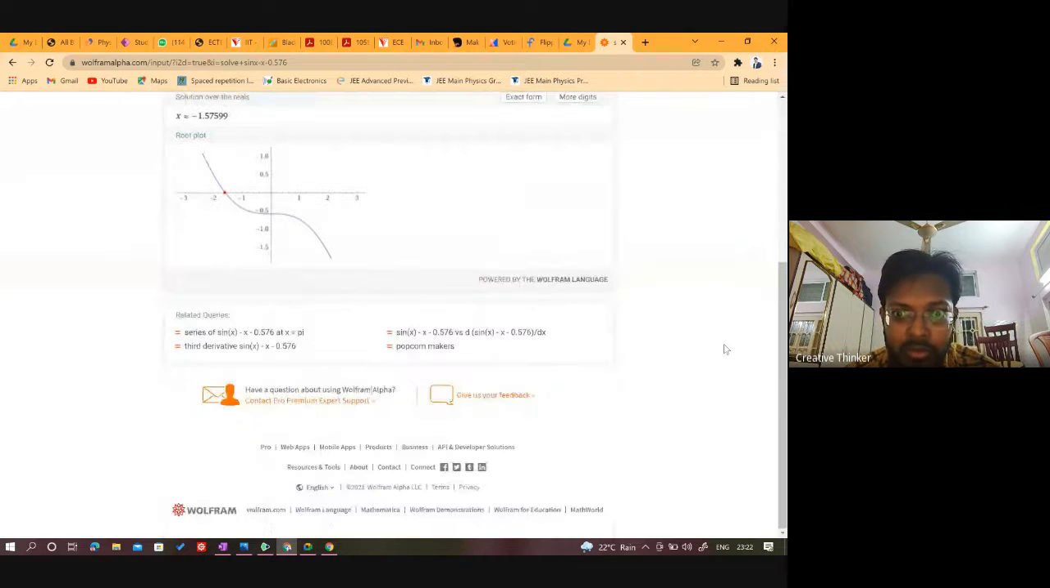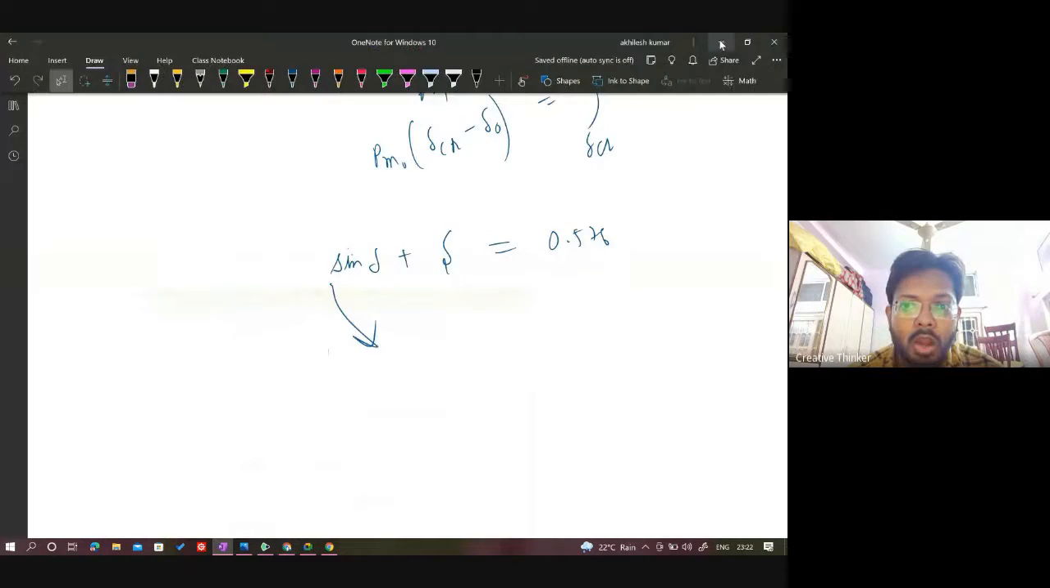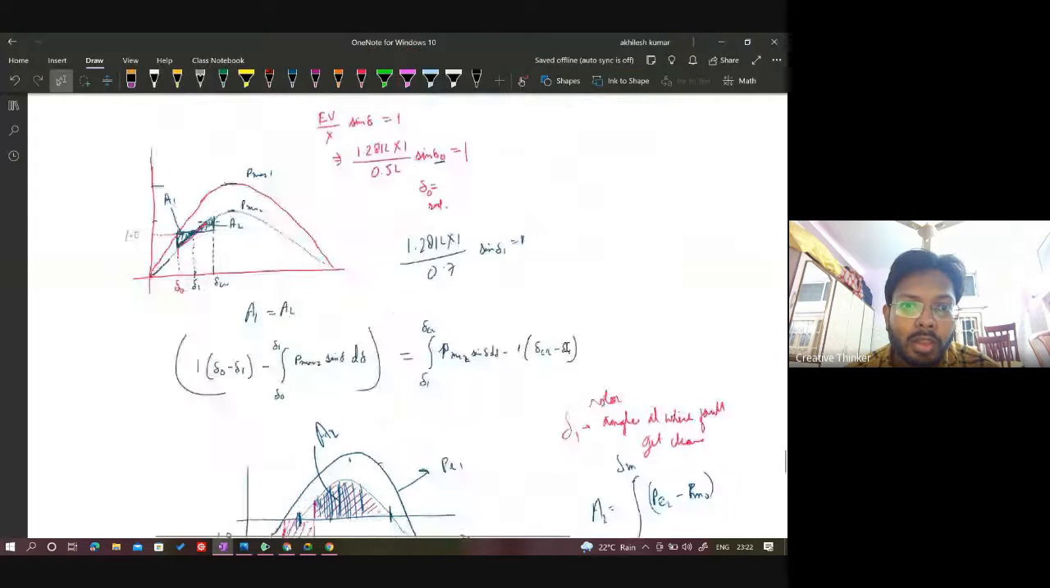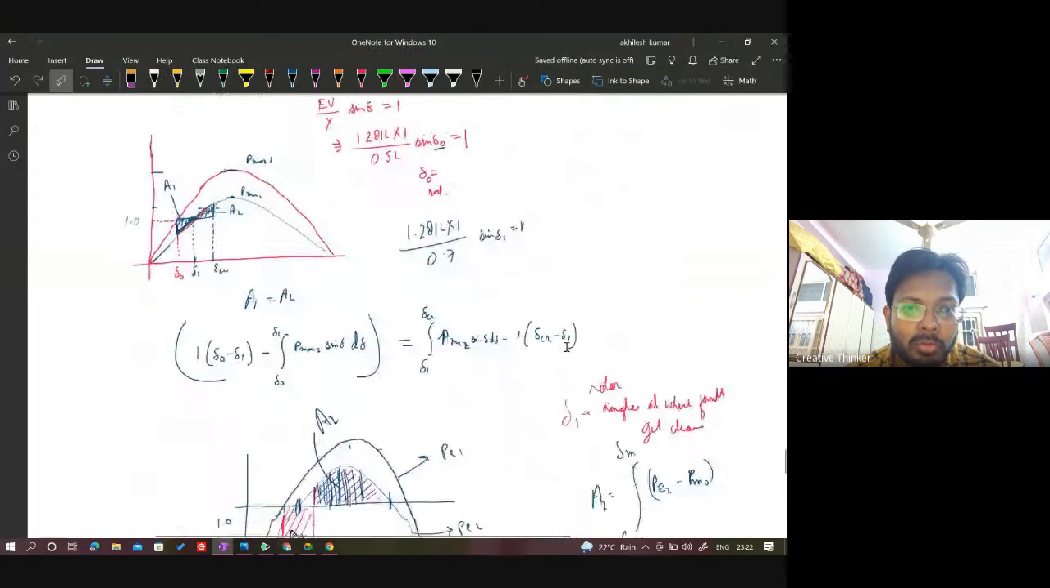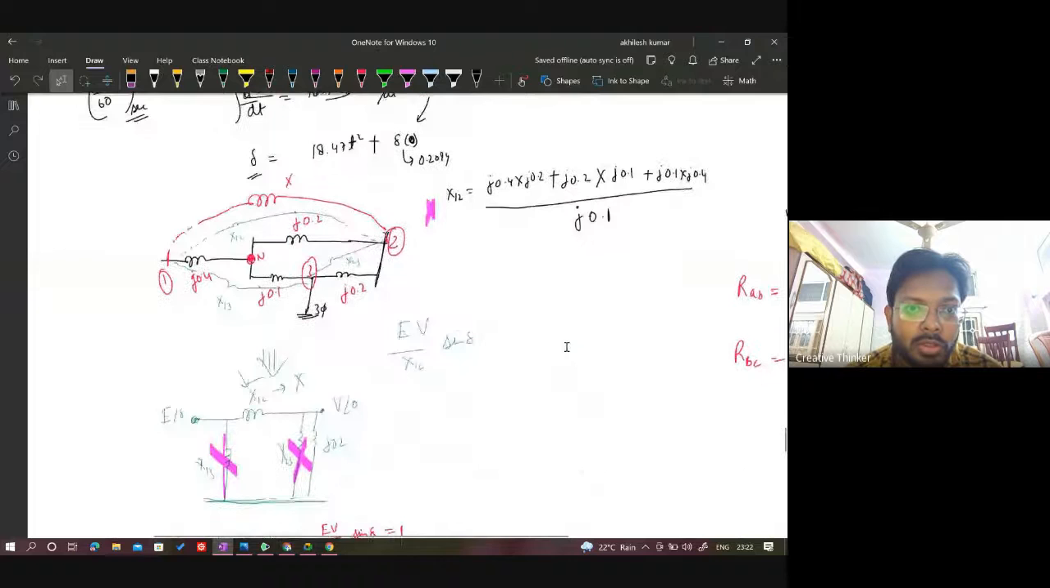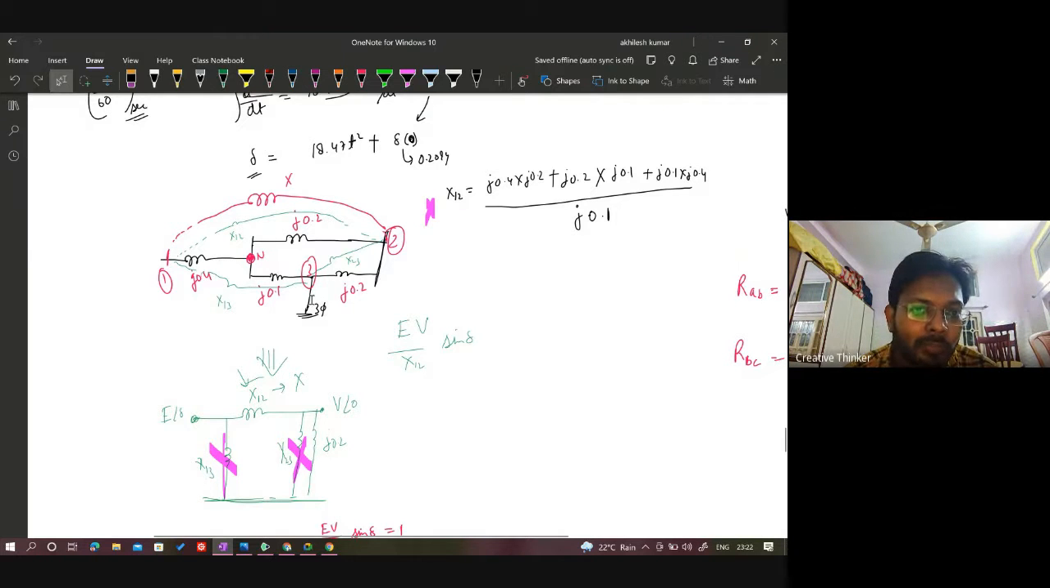Now, one more thing I want to tell you. Suppose the fault occurs at bus number 3. During the fault also, the power can be transferred from the generator to the infinite bus.